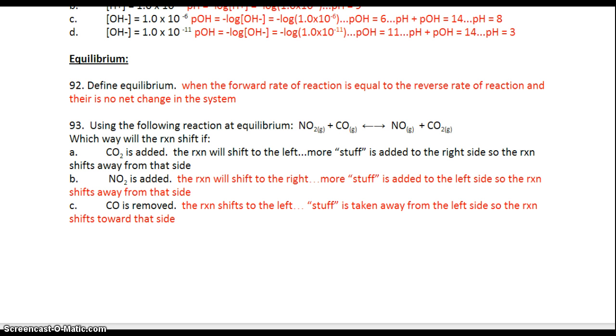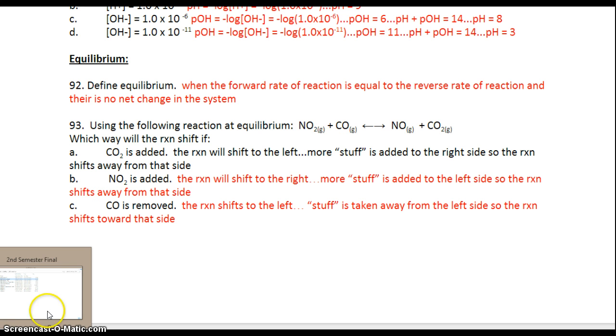In general, anytime we add stuff to one side of a reaction, the reaction tends to shift to the other side to reestablish equilibrium. Or if stuff is removed from one side of a reaction, the reaction tends to shift toward that side to replace what was lost and come back to equilibrium.